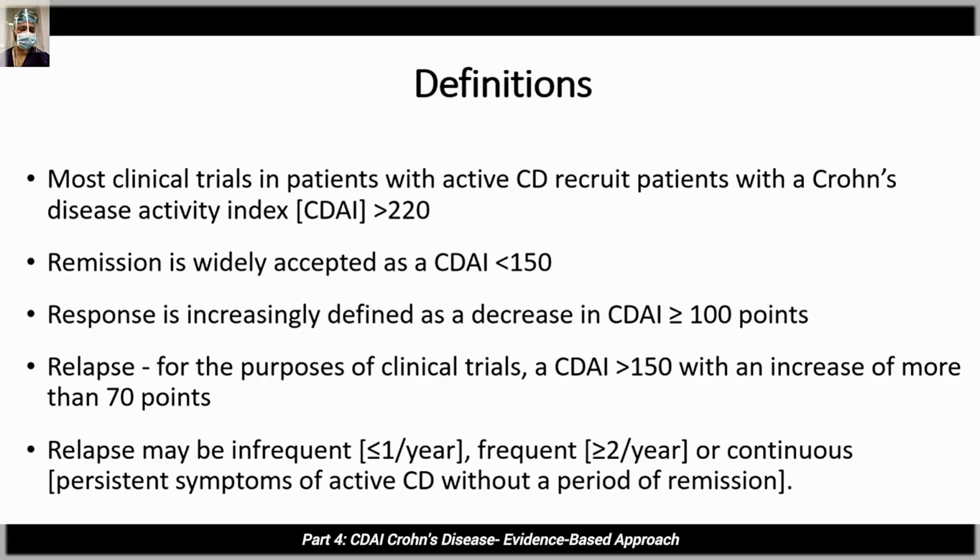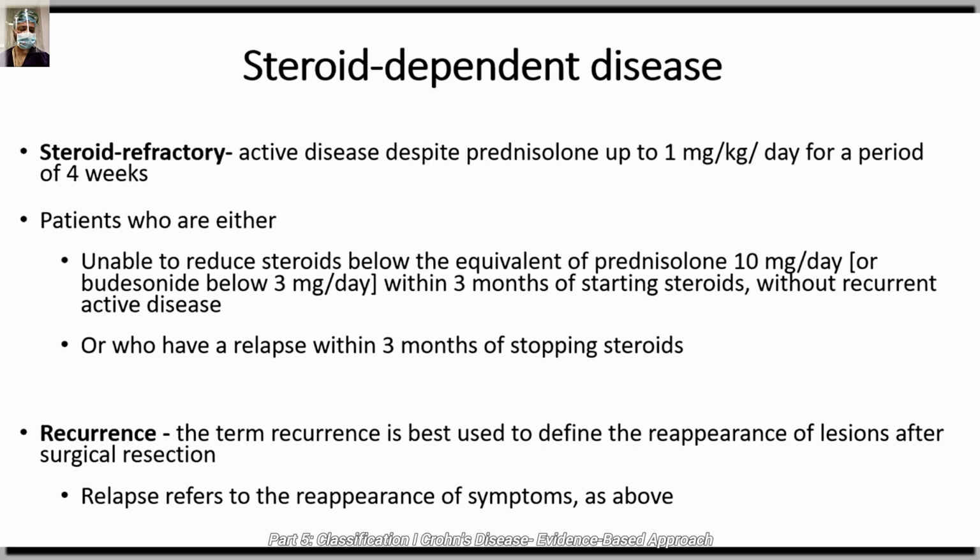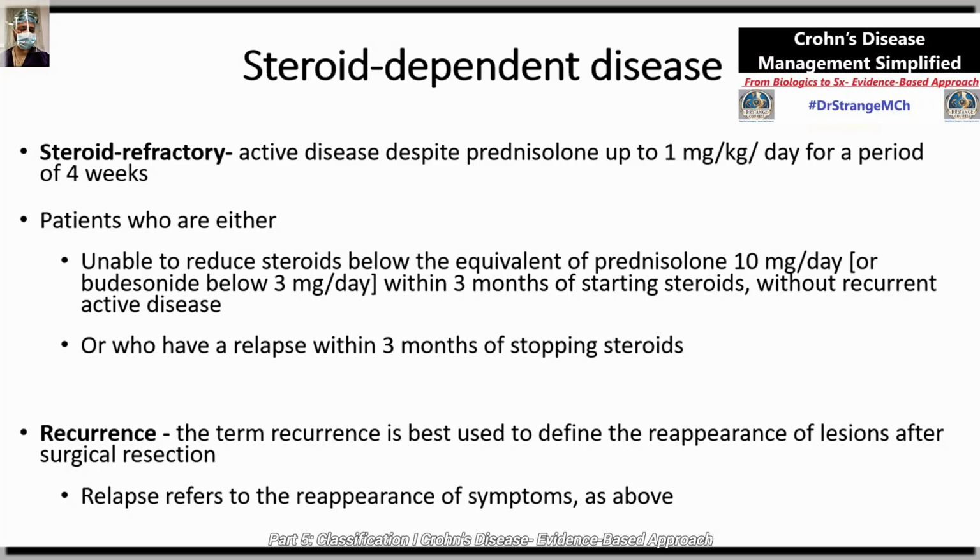persistent symptoms of active Crohn disease without a period of remission. Crohn disease is called steroid refractory if the patient is having active disease despite prednisolone up to 1 mg per kg per day for a period of 4 weeks. Patients who are either unable to reduce steroids below the equivalent of prednisolone 10 mg per day or budesonide below 3 mg per day within 3 months of starting steroids without recurrent active disease, or patients who have a relapse within 3 months of stopping steroids, are called steroid dependent.